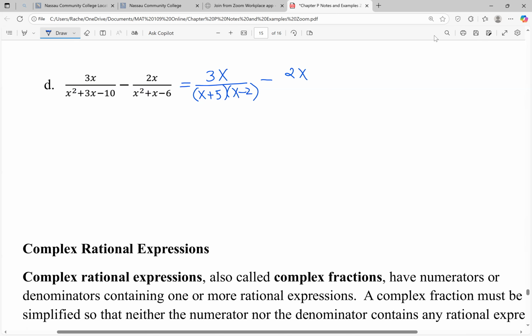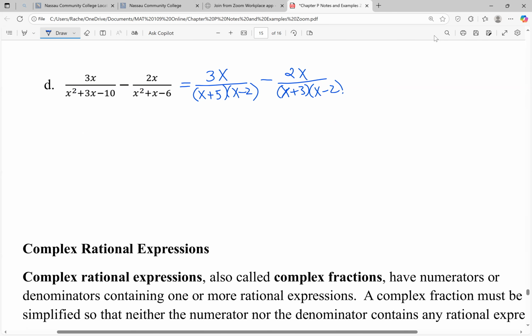minus 2x over, now factor x squared plus x minus 6. Two numbers that multiply to negative 6 but are going to add to 1. And that's going to be x plus 3 times x minus 2, because 3 times negative 2 is negative 6, and 3 plus negative 2 is 1. Now I could see the factors that make up my denominator.